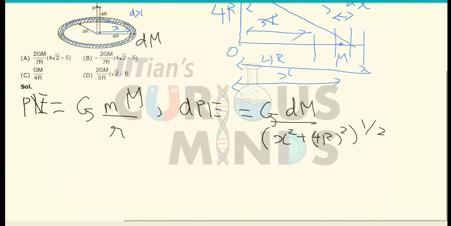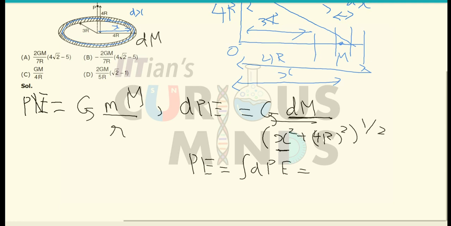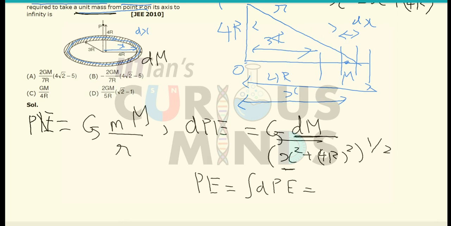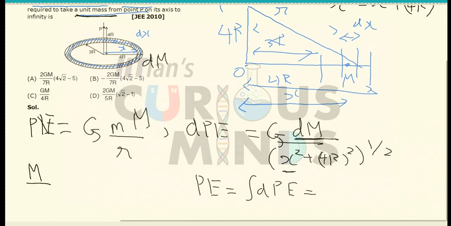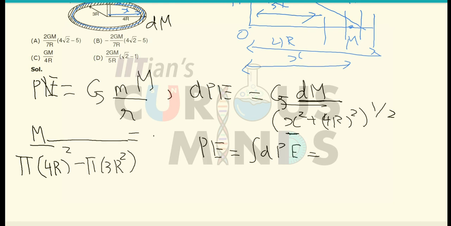Now, in order to find the entire potential energy, I have to integrate the small potential energy. But before we integrate, understand that this is integrated with respect to dm, and the variable over here is x. So somehow I have to convert the variable in terms of x. So I will take the mass per unit area. For the whole disk, if the mass is capital M, the mass per unit area will be M divided by the area. The area will be pi (4r) squared minus pi (3r) squared.